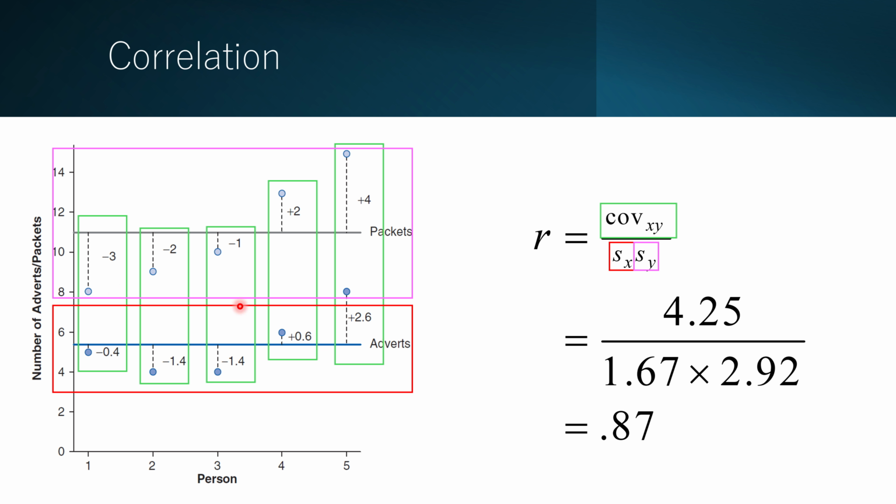Multiply these x and y values and sum them, then divide by the sample size minus 1. That is the covariance. Then divide by the standard deviations, in this case 1.67 and 2.92. Then we get 0.87. This is the correlation. So this is a strong positive correlation.